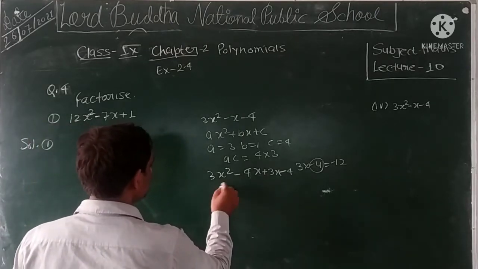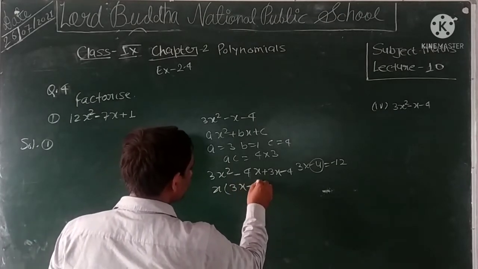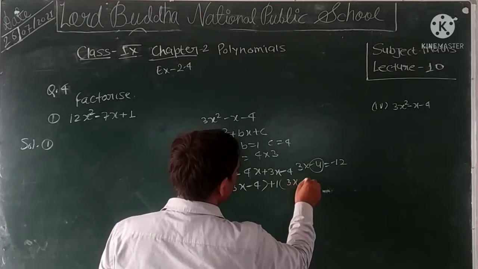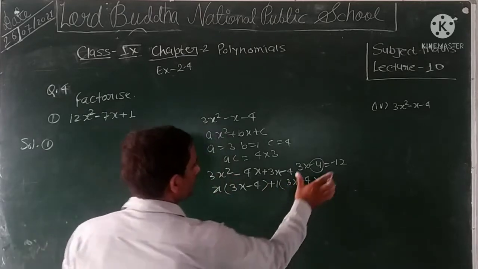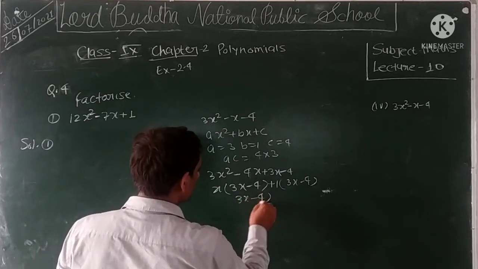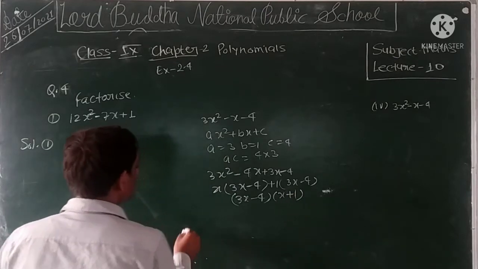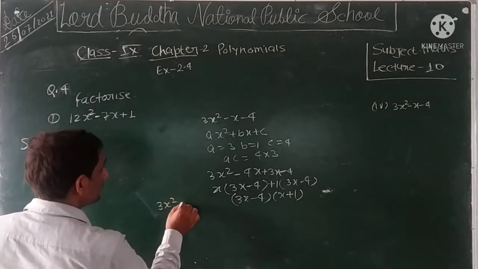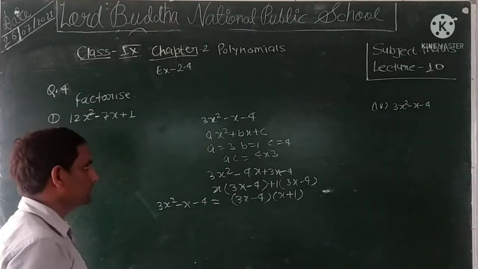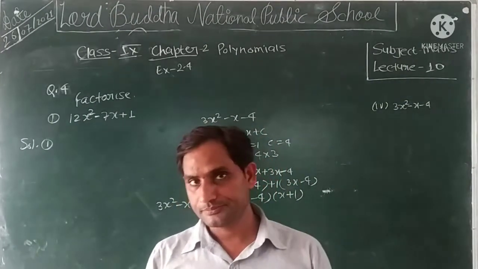The common factor is x. This will be 3x minus 4. And here we take the common factor 1, 3x minus 4. Okay? Now, we see that 3x minus 4 here, x plus 1. This is the 3x square minus 6 minus 4. This is the factor of this quadratic polynomial. Okay?